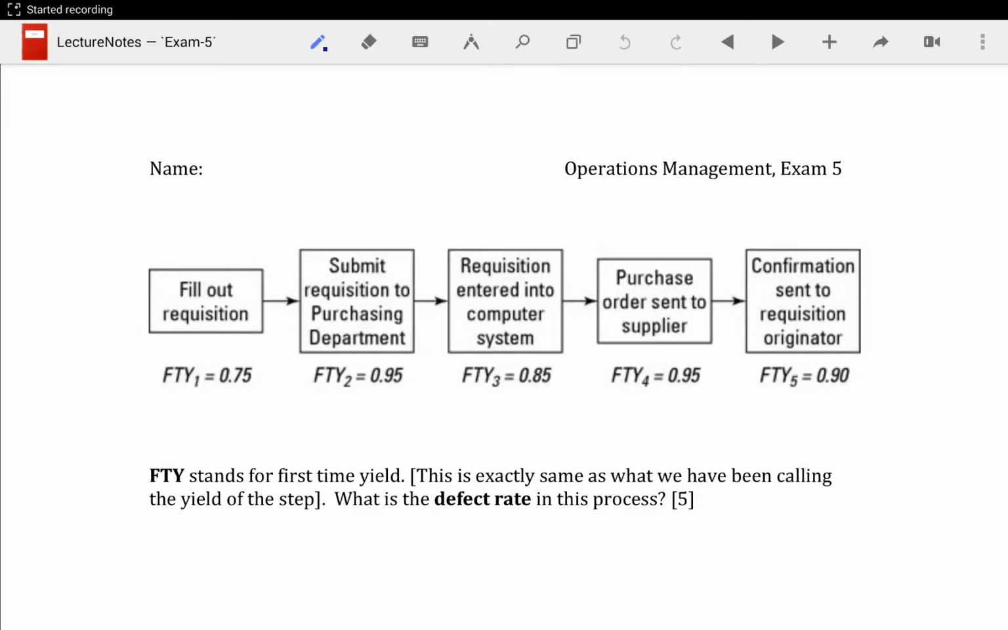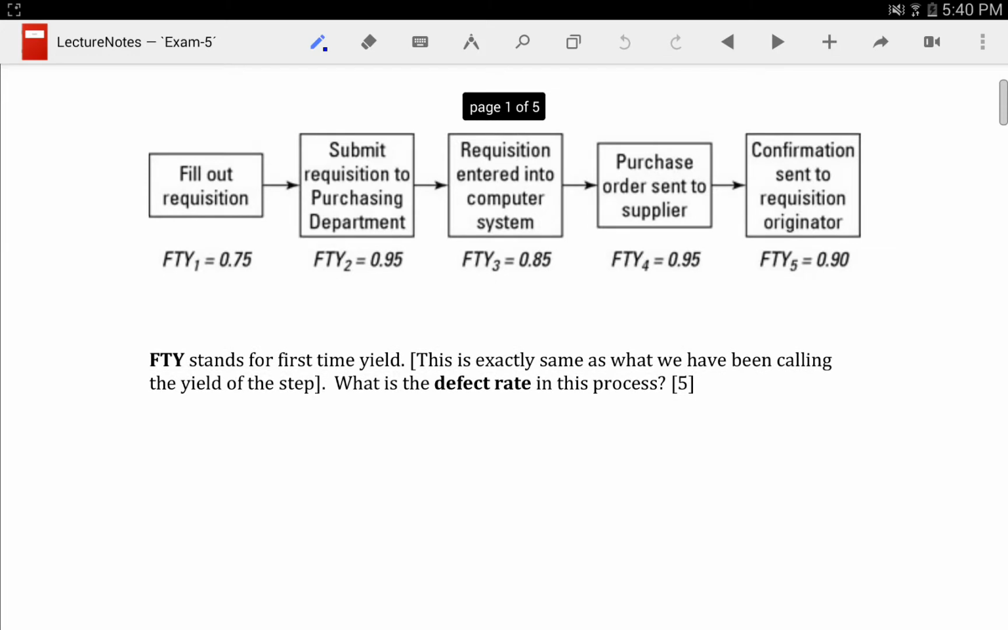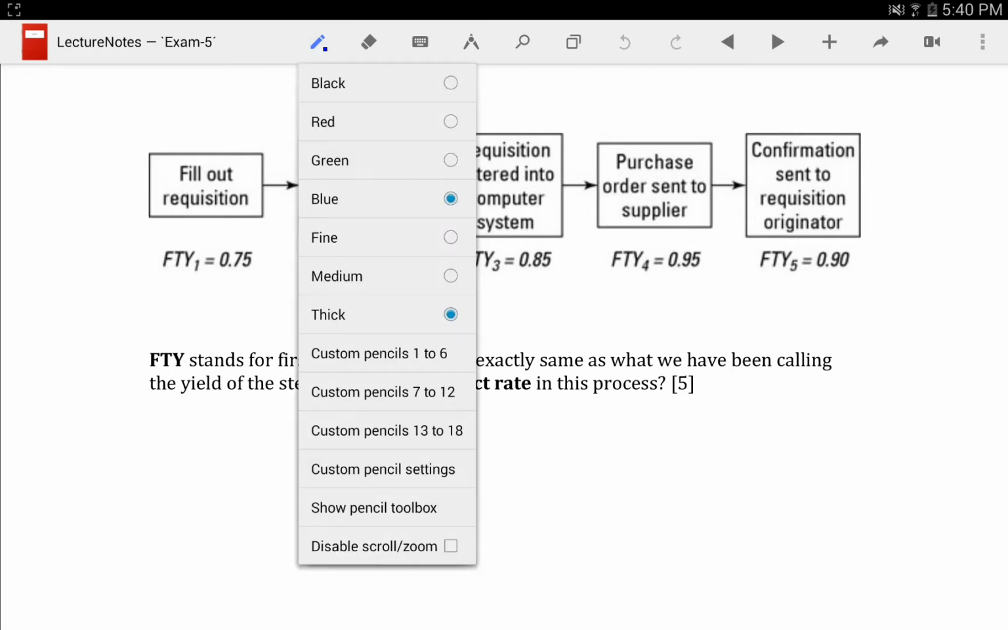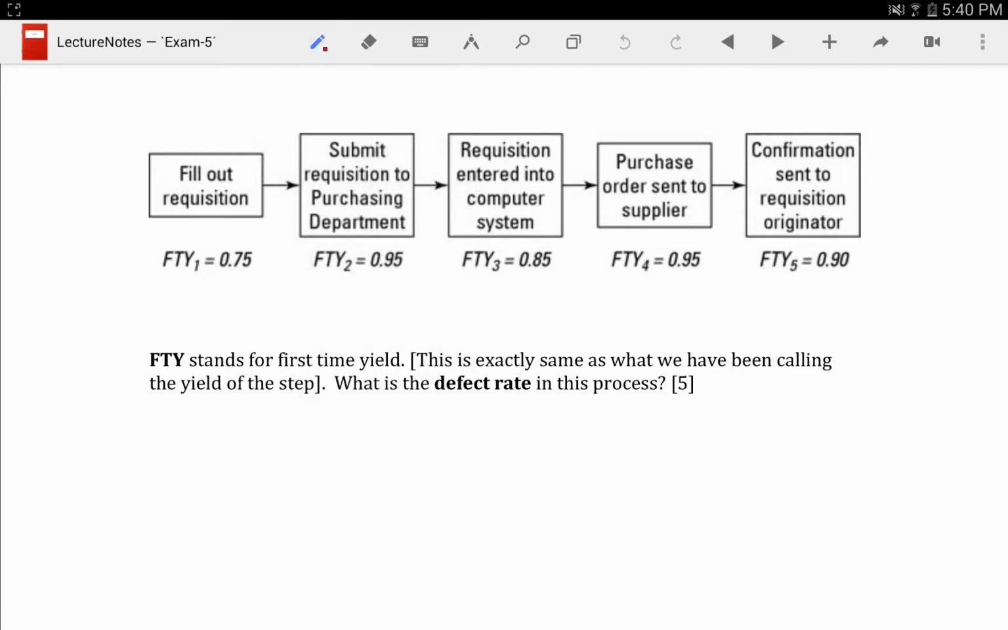Alright, let's get started with the solutions for exam 5. The first question asks, what is the defect rate in this process? The easier way to do this is, if I had asked you yield instead of defect, it would be pretty easy, right? Then we have a scenario where, to be a good product, everybody has to do it right.